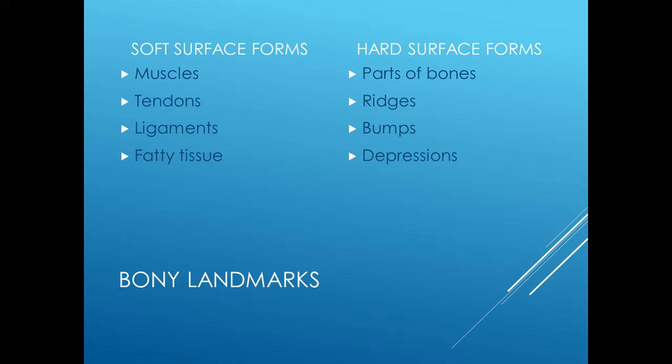All right, so let's take a look at landmarks. We have soft surface form landmarks, which would be muscles, tendons, ligaments, fatty tissue, stuff like that. So those landmarks can be easy to be seen.